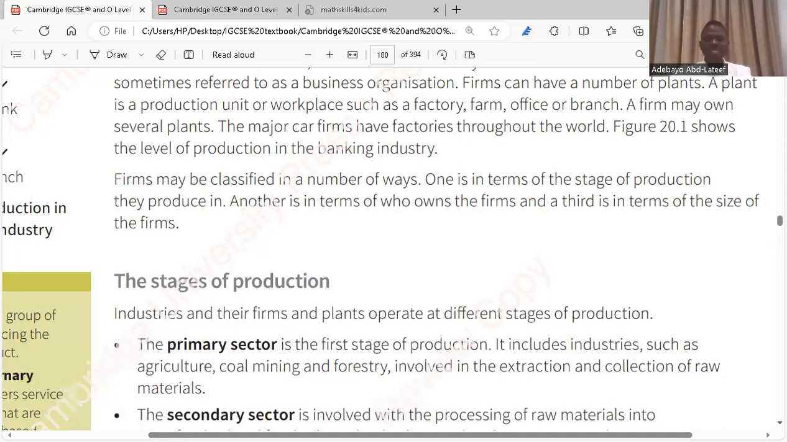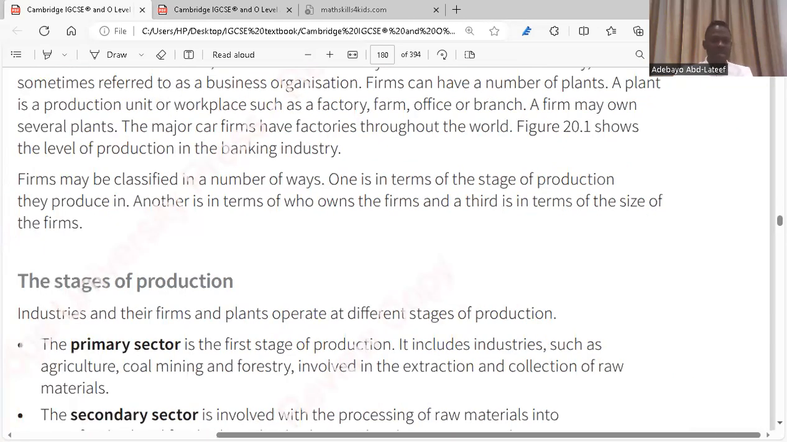So firms will be classified in a number of ways. One is in terms of the stage of production they produce in. Another is in terms of who owns the firm, and the third is in terms of the size of the firm. So what you're saying basically here is that when you're classifying the firms, you are classifying them based on, one, the stage of production. Is it the primary, the secondary stage, or the tertiary stage? The second is what they produce. Are they producing goods or are they producing services? And the third point is how big are they? So these are the classifications you could give to firms. I think that is clear.